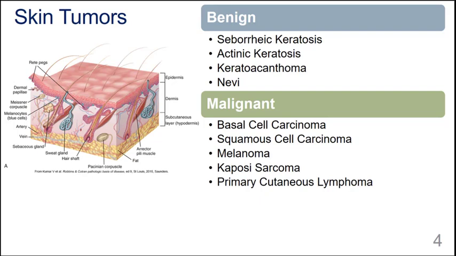So let's have a look at skin tumors and let's break them down into benign and malignant form. Most benign tumors of the skin are associated with aging, and some examples include seborrheic keratosis, actinic keratosis, keratoacanthoma, and nevi. Malignant tumors of the skin have the ability to spread and or invade other tissues in the body, as we know any malignant tumor can do, and it can be deadly. So malignant skin tumors can be deadly, and if they aren't deadly, they can be very disfiguring.